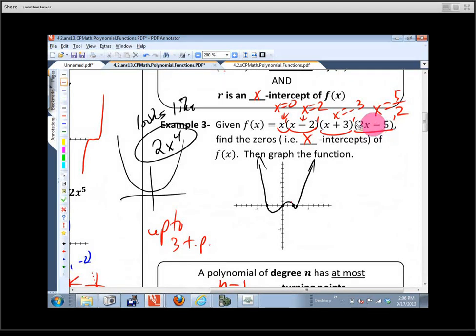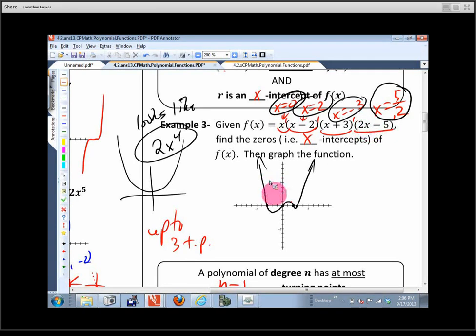So the one that comes from here is positive 5/2. The one that comes from here is negative 3. The one that comes from here is negative 2. And the one that comes from here, and for some reason this messes people up, the x-intercept or the 0 that comes from there is 0. So what would make this one 0? What would make this one 0? What would make this one 0? And what would make that one 0?